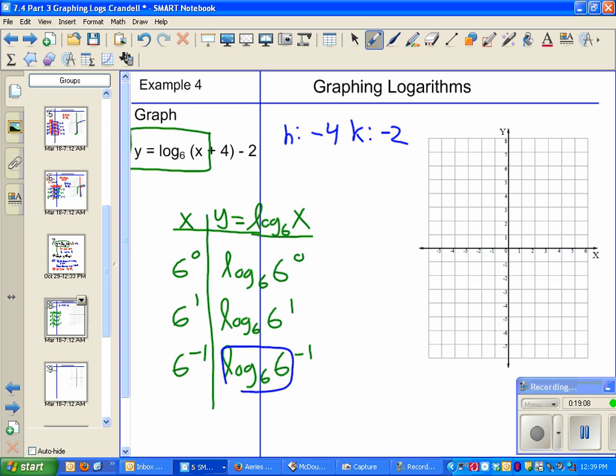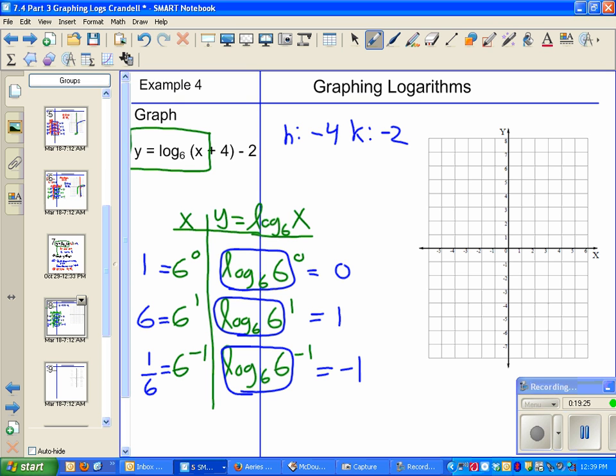So here's the inverse, here's the inverse, here's the inverse. So we've got the right side equals 0, equals 1, and equals -1. Left side, this 6 to the 0 is 1, 6 to the first is 6, and 6 to the -1 is 1/6. If you got these all by your lonesome, great job. And so we're going to graph them. So I've got 1, 0, 6, 1, and then we have 1/6 in the middle between 1 and 0, and that's -1. Okay, so we get really, really close to the asymptote at the y-axis.